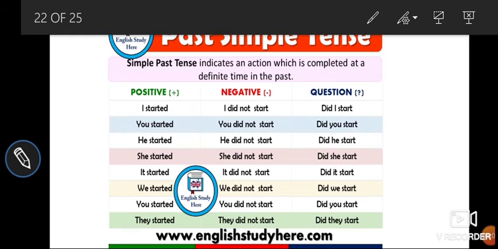So, in the negative, I started will become I did not start, and as an interrogation or question, it will be did I start? You started. You did not start. Did you start? He started. He did not start. Did he start? She started. She did not start. Did she start? It started. It did not start. Did it start? And so on.